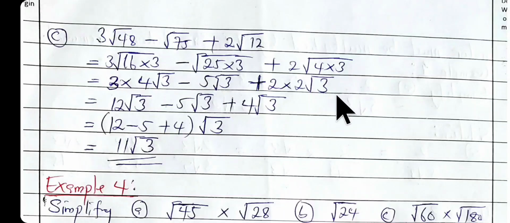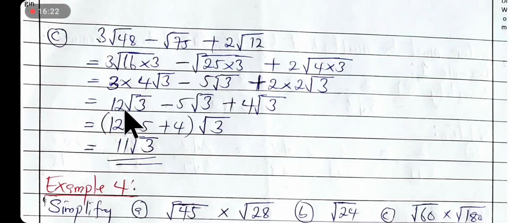Then root the remaining part, which is 3. Then 3 times 4 is 12. Root this 3 minus 5 root 3 is what we bring down here, plus 4. 2 times 2 is 4, then root this 3.